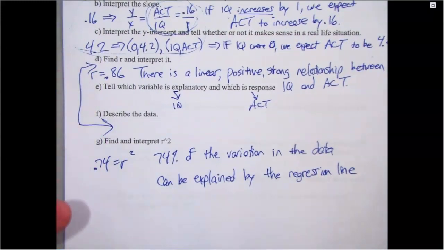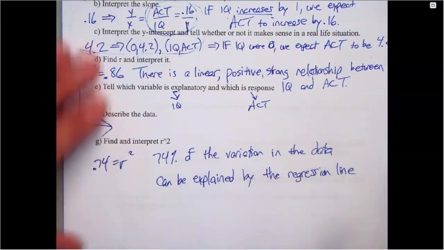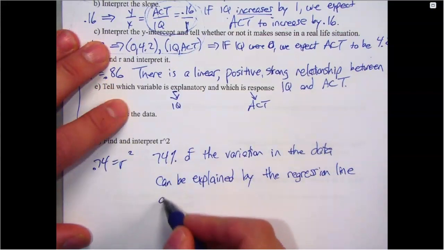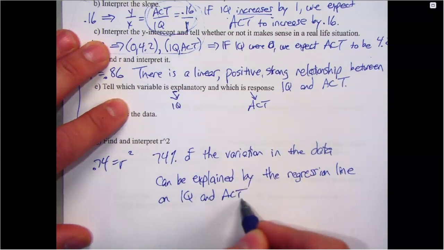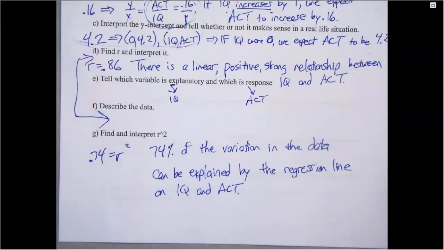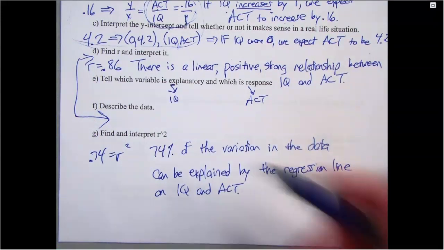I'm not done. I'm just waiting. What have I not done yet that I have to do? I gotta label the graph or put the context in, right? I have to tell the person what I'm talking about. So then you just put on or between IQ and ACT. They are not judging your grammar, so if you put weird sentences, but connect the right words.